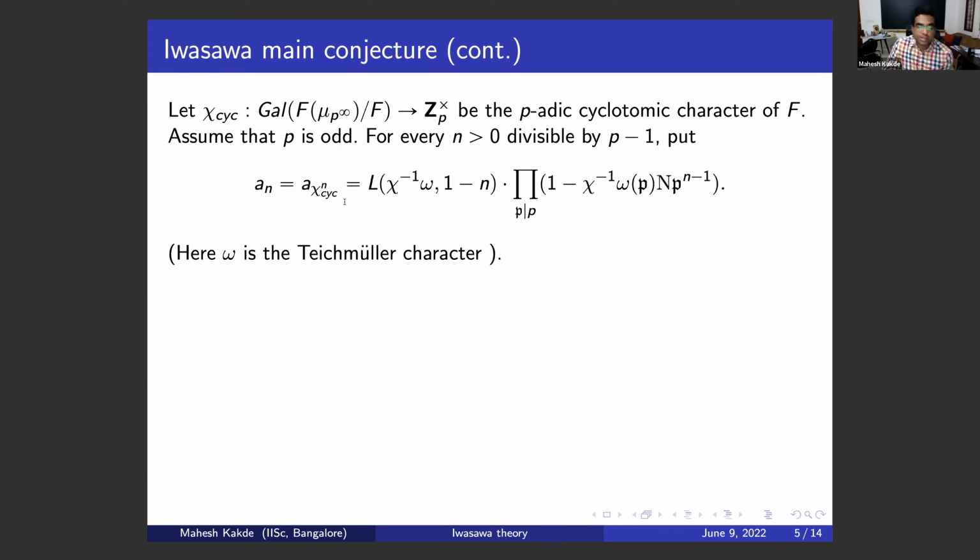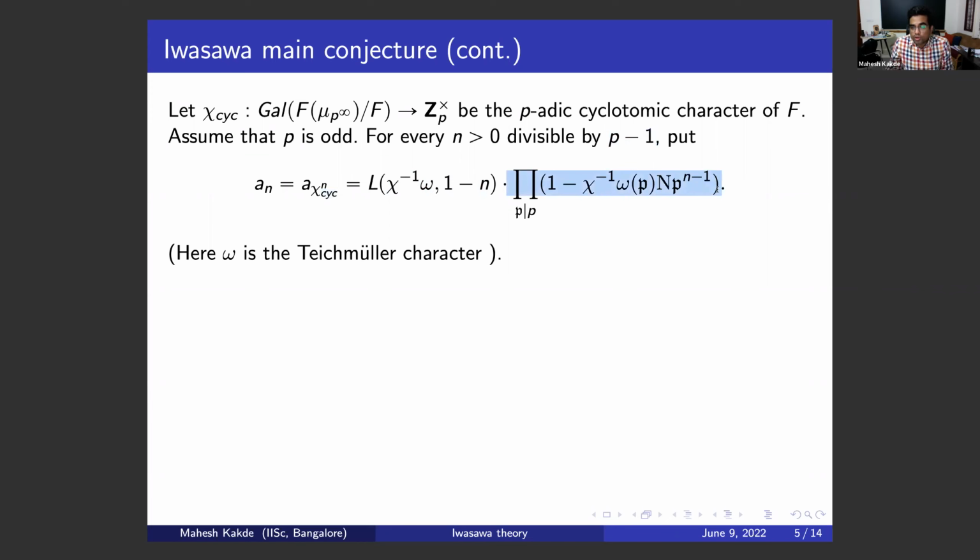And you can show that this is actually a dense subset of all the characters of Γ. And what are these L values in this case? These are just the usual complex L values at 1 minus n. So this is a non-zero algebraic number, right? χ inverse is still odd, and ω is the Teichmüller character, so that's odd. So their product is even. You're taking the L value of an even character at an odd negative integer. Remember that p minus 1 is even because p is odd.